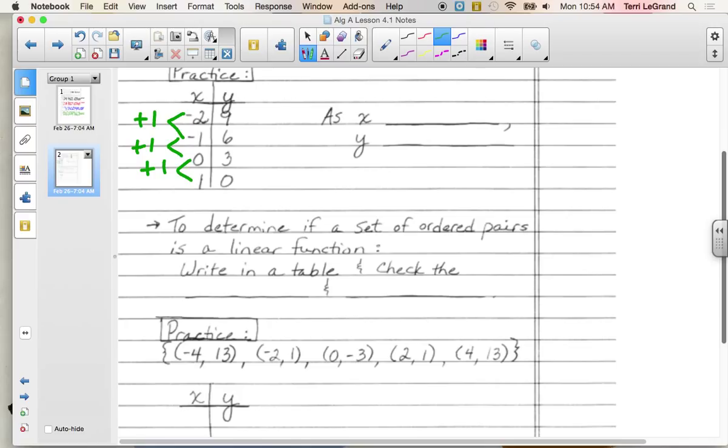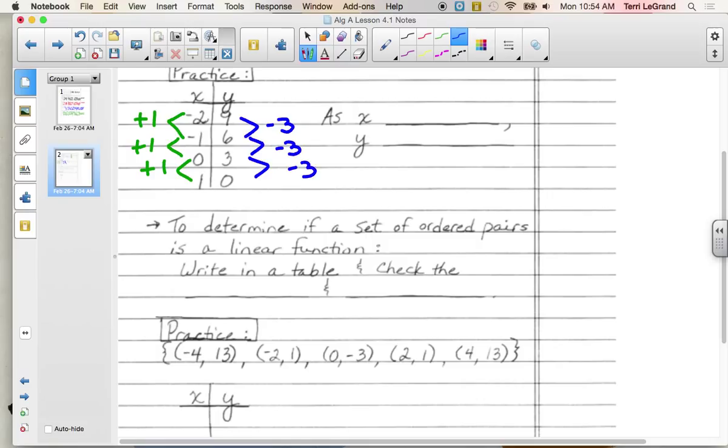Now let's see if there's a constant change in y. Does it have to be by going up by 1s? No, we just check to see if there's a constant change. So to go from 9 to 6, minus 3. To go from 6 to 3, subtract 3. Now don't stop, they're going to fool you sometimes. Don't quit until you've been through all of them. To get from 3 to 0, minus 3.